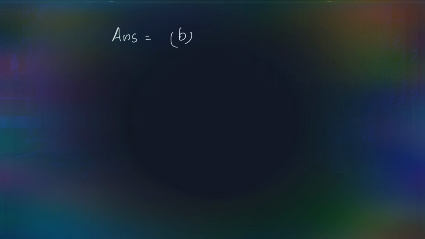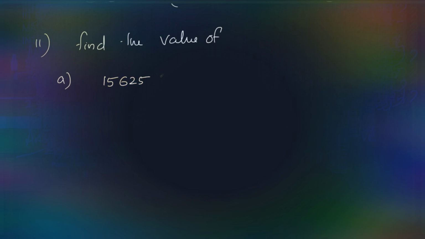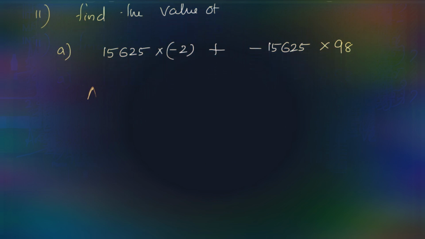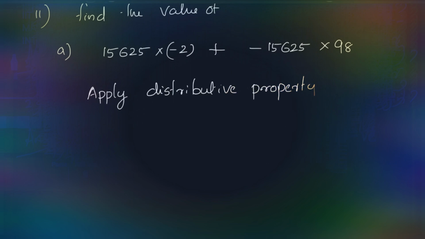Next is our 11th question: find the value of. First question is A, that is 15625 into negative 2 plus negative 15625 into 98. Here we can apply our distributive property. Just apply the distributive property and simplify the problem. We can easily do the problem.